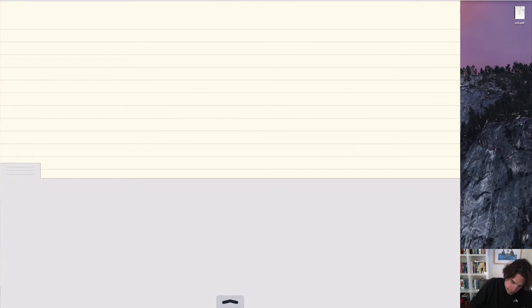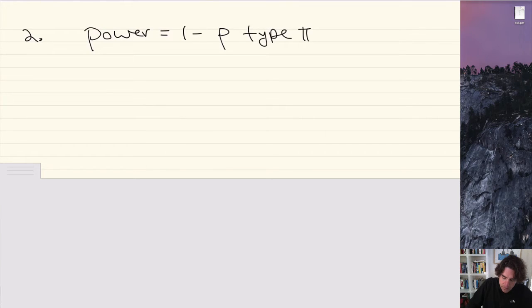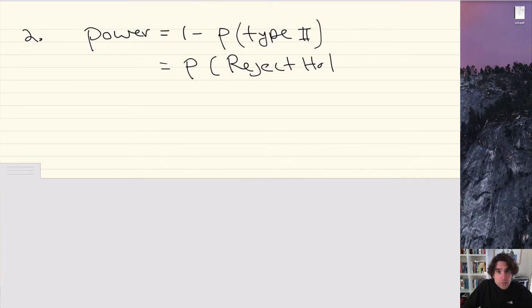The next major concept with type 1 and type 2 errors is the concept of power. Power is related to the probability of a type 2 error. It's actually equal to 1 minus the probability of a type 2 error, which is basically the probability that you'll reject H0 when you should. In other words, when the alternative hypothesis, HA, is true.